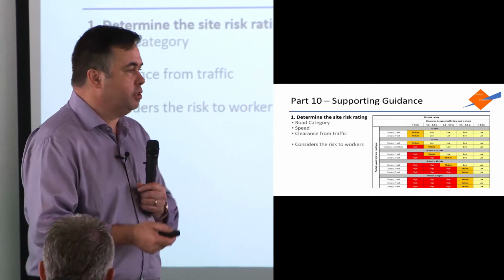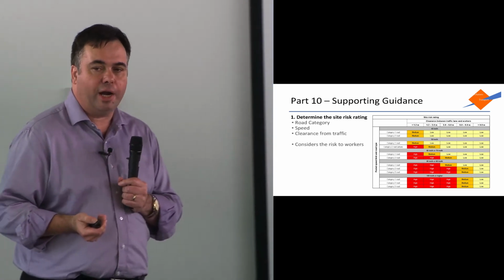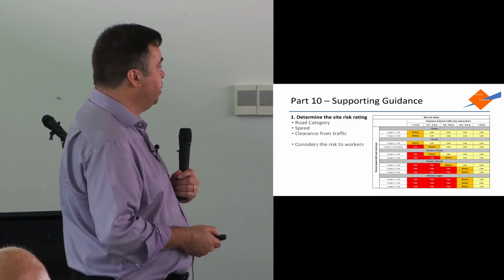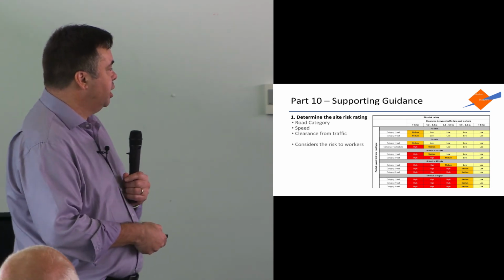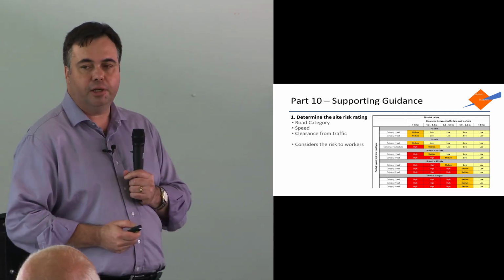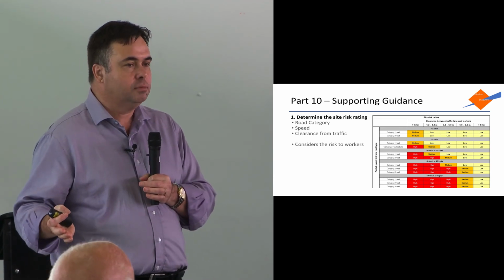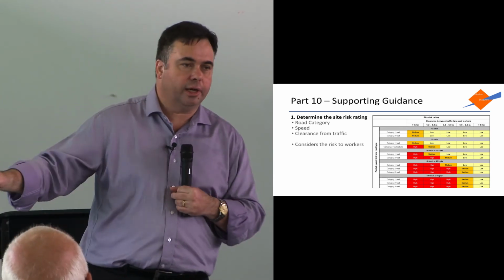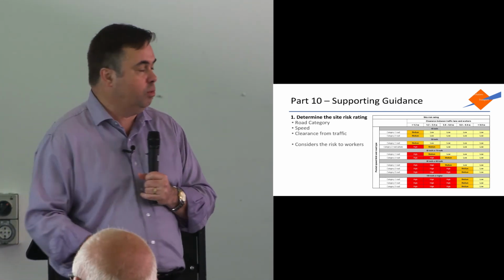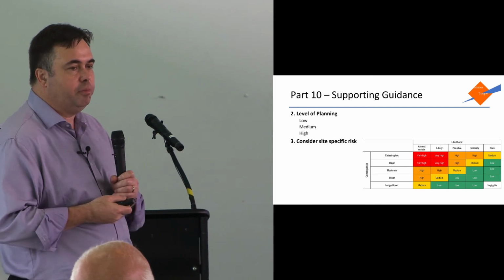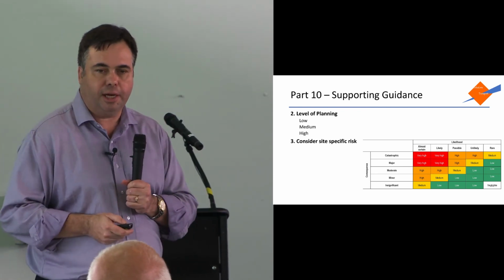So the first step is to determine the site risk rating. And that's based on the categories of roads, which I showed you in the previous part, how far your workers are from traffic and what the speed of traffic is. That's just a very basic first step. What's the risk at this site? We're not considering pedestrians and cyclists and everything, just the risk to your workers. Based on that, you get an initial level of planning that you believe you need to undertake.